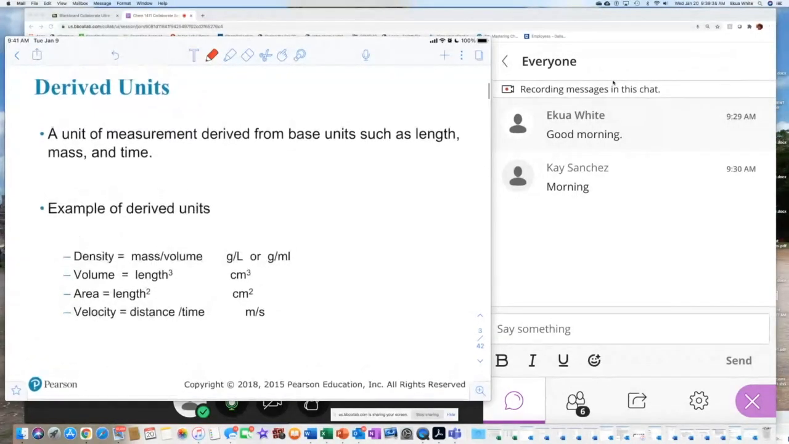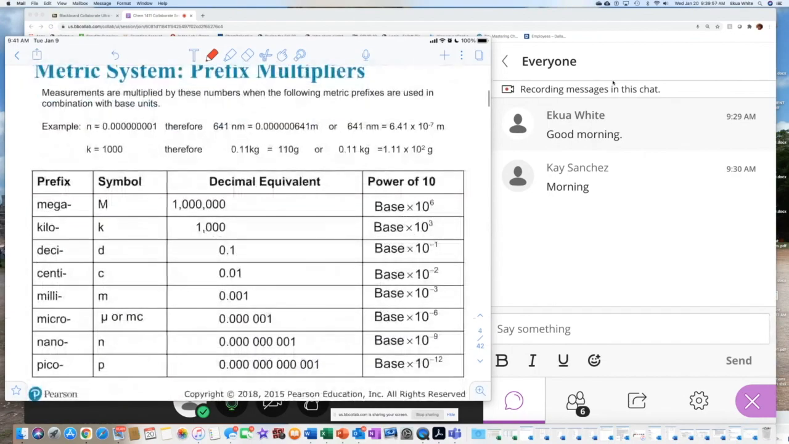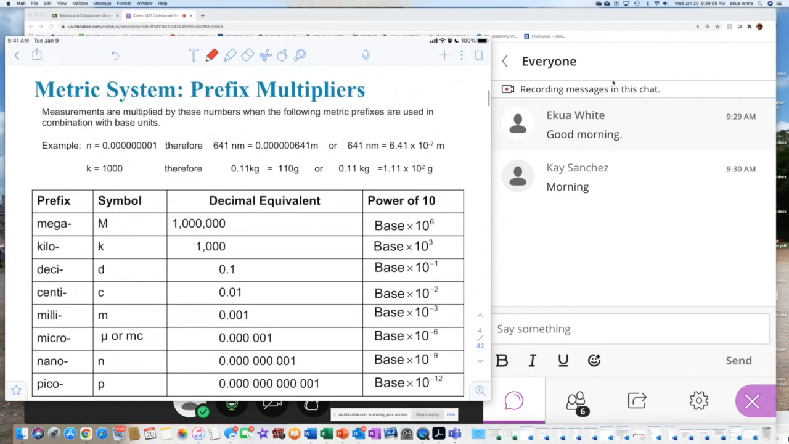So they give you once again derived units here. And remember, with derived units you have different combinations of length, mass, and time. So we have examples here: density, volume, area, velocity. We will not be dealing with velocity a lot. We're not in a physics class, but you want to be aware that that does exist. Okay, so I'm going to move on to the metric prefix.